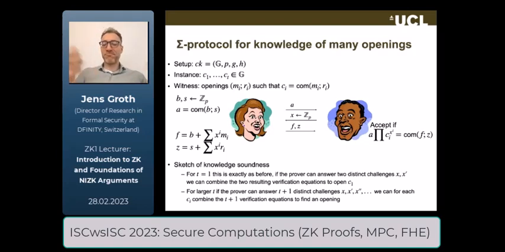Okay, so if you have 2 points on a degree 1 polynomial, a line, then you can determine the whole line. If you have a degree T polynomial, T plus 1 points on that polynomial, then you can determine the whole polynomial. And that's what intuitively happens in the exponent that allows you to find the openings of every single commitment.